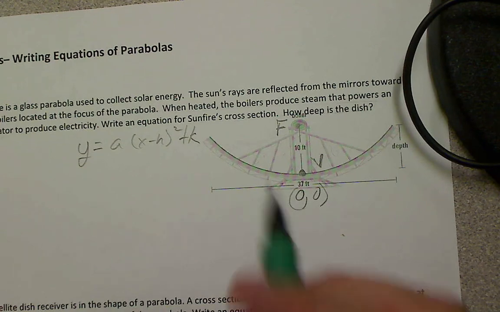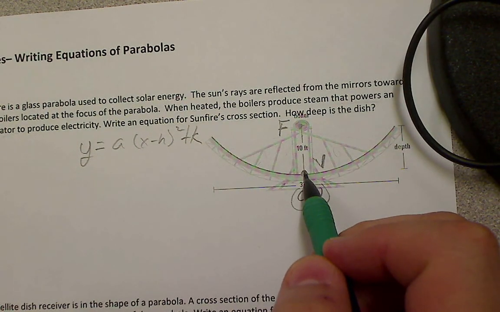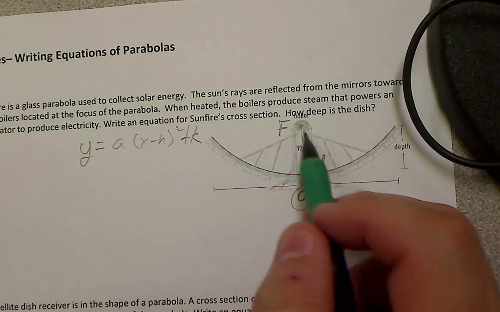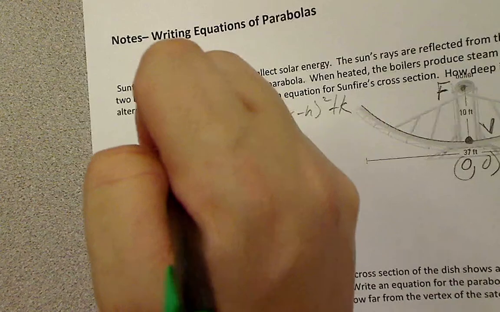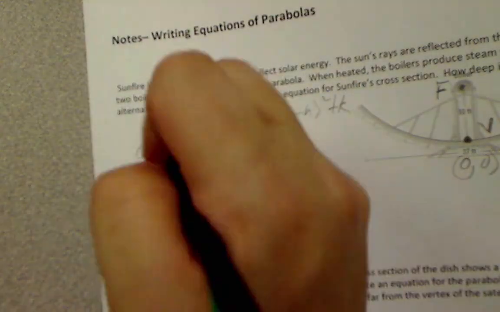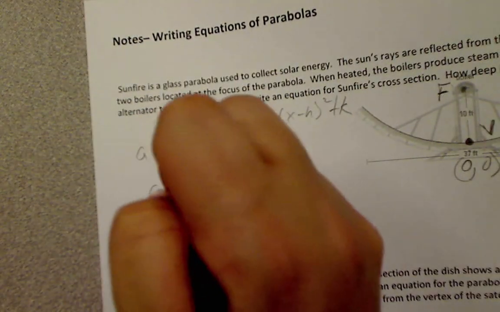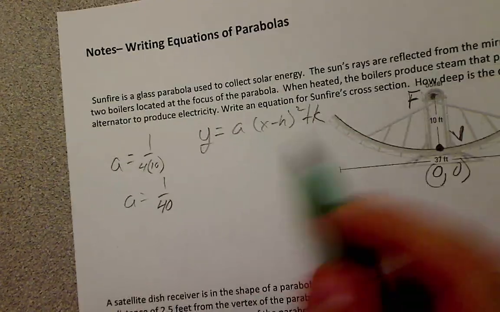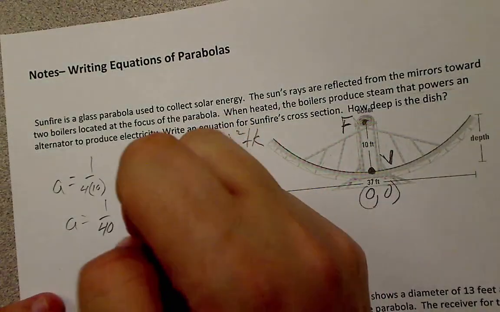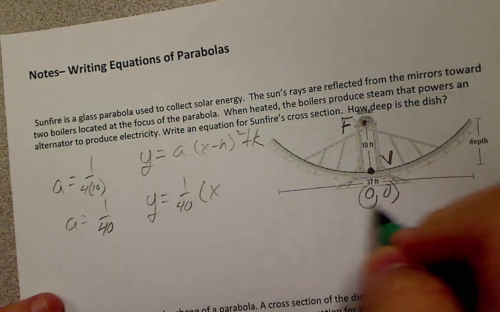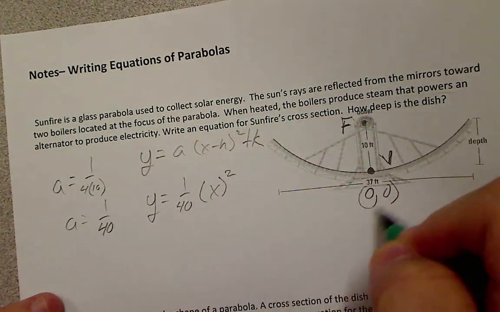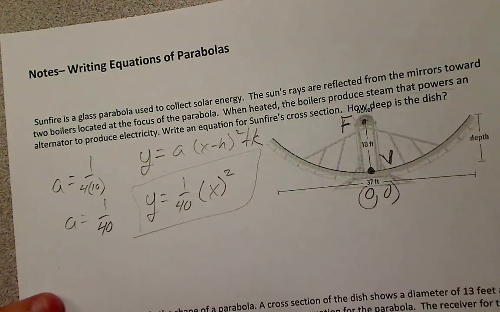Okay. So now I can do my a, because this is my focus point right here. So a is going to be equal to 1/4 times 10. So a is equal to 1/40. So I can actually write my equation really quick now because of this. y equals 1/40 x squared, since there is no h and no k, so my equation is actually that.